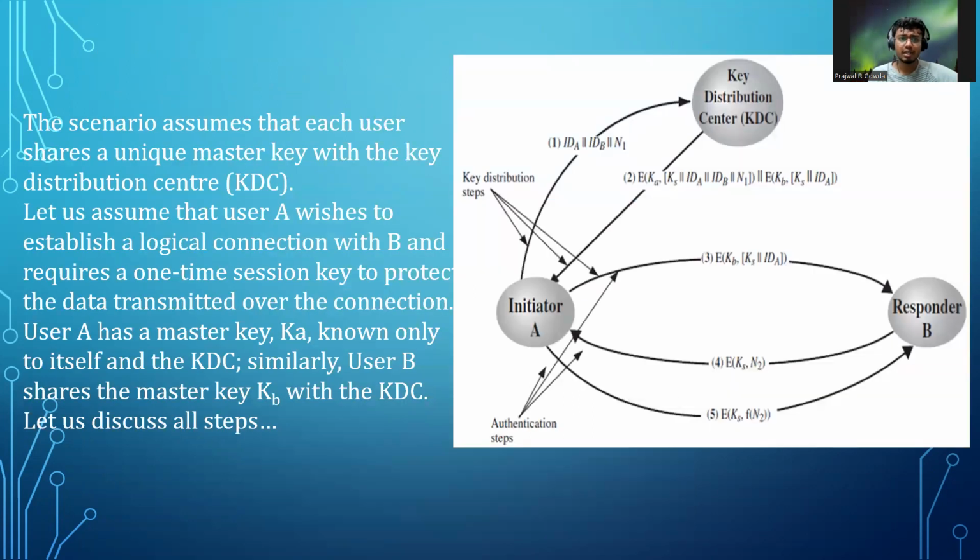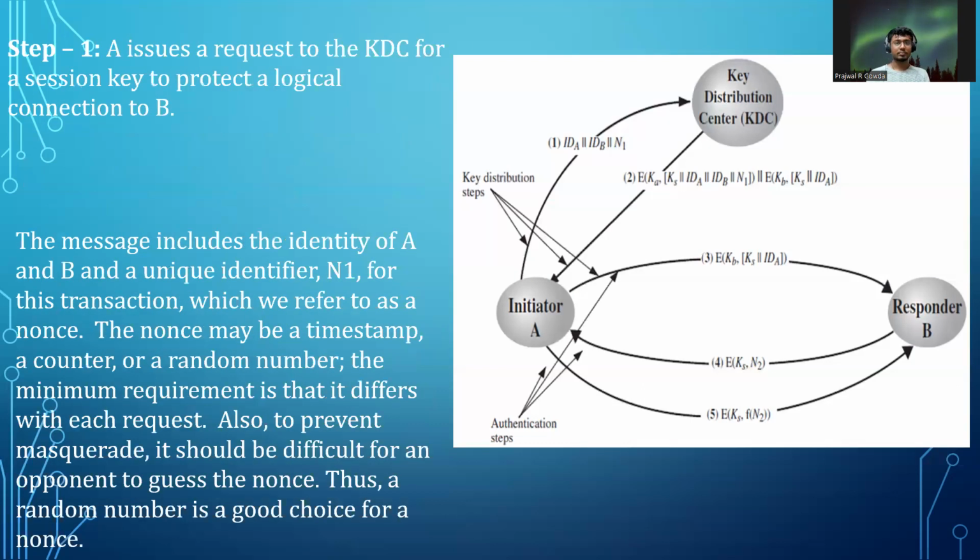The scenario assumes that each user shares a unique master key with the key distribution center. Let us assume that user A wishes to establish a logical connection with B and requires a one-time session key to protect the data transmitted over the connection. User A has a master key, Ka, known only to itself and the KDC. Similarly, user B shares the master key Kb with the KDC. Let us discuss all the steps.